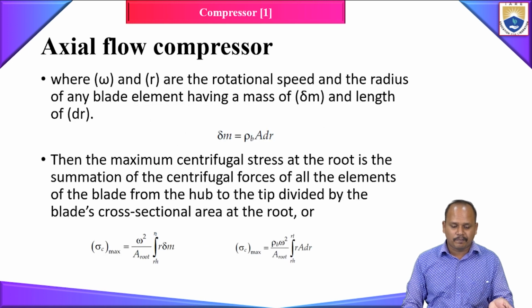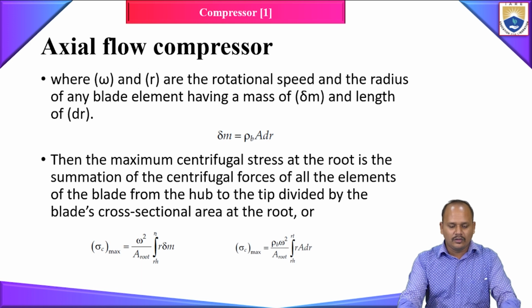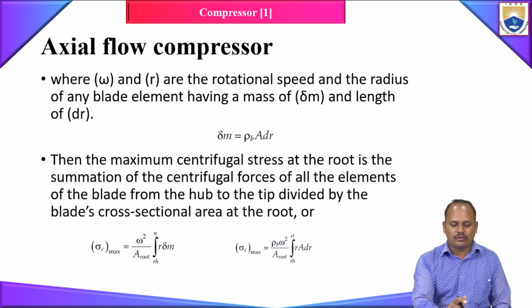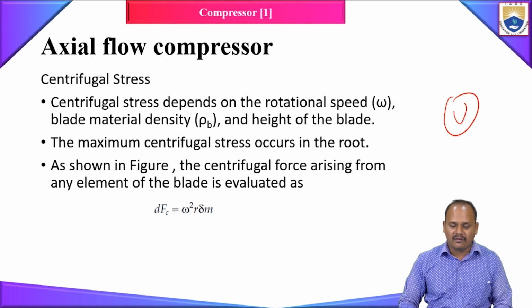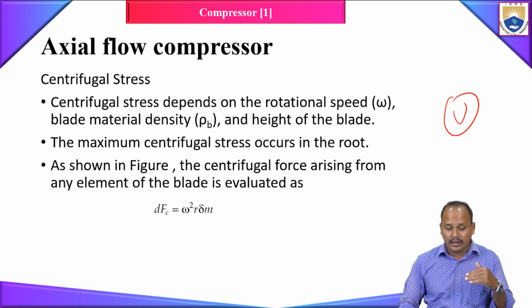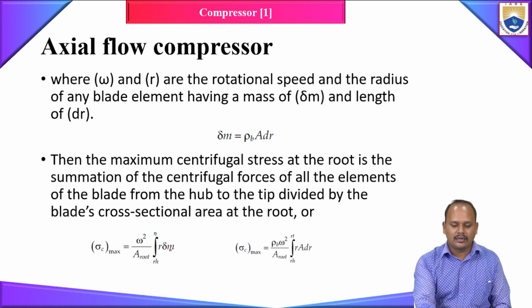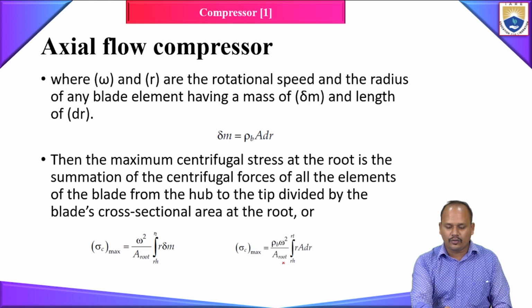I have to find out what is the stress. Stress will be equal to your centrifugal force divided by the area. And I already told you at the root location only we'll have the maximum centrifugal stress. So I can write sigma C max, the maximum centrifugal stress, is equal to force divided by area at the root. Omega square by A root into integration of this force. DFC is the elemental force acting on that small blade element. I have to find out how much force is acting on the entire blade, that's why I'm integrating from root to tip, R into delta M. So sigma C max is equal to rho B omega square divided by A root, integration from root to tip of R into A into dr.